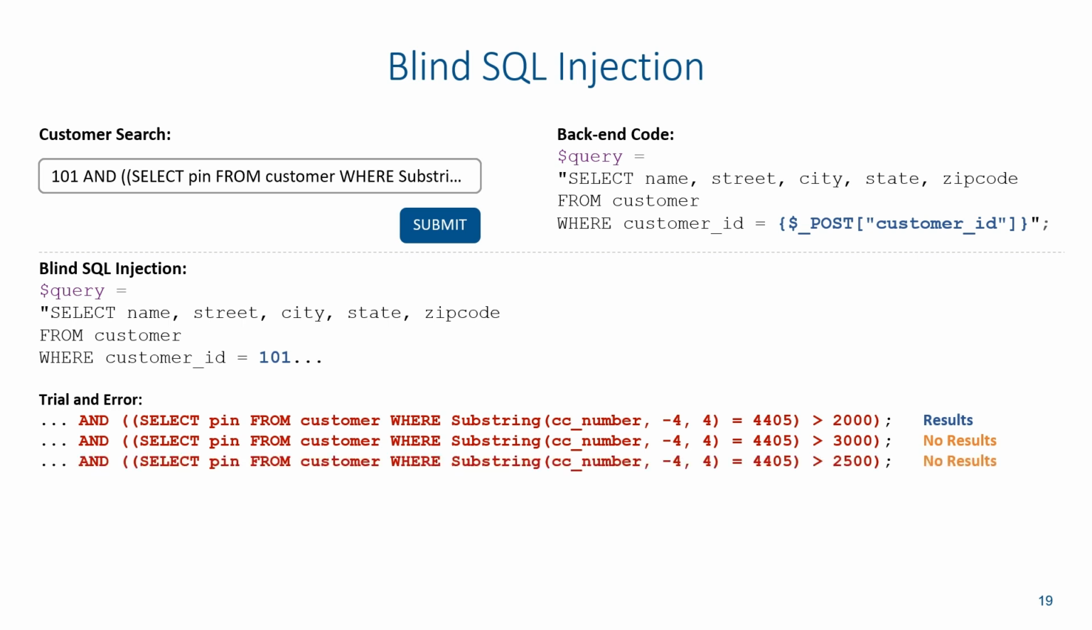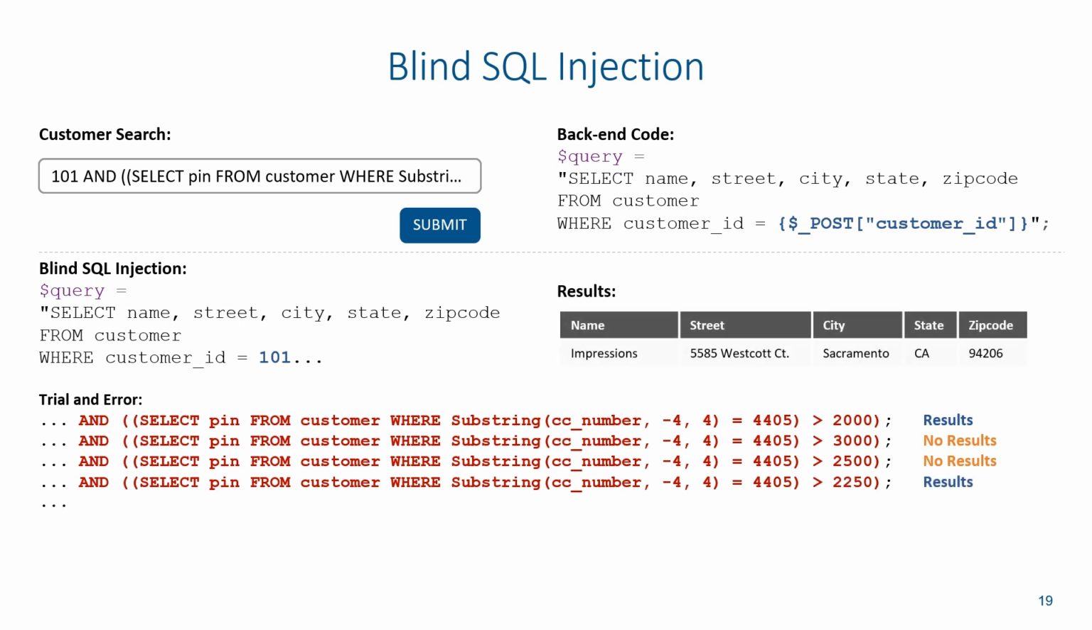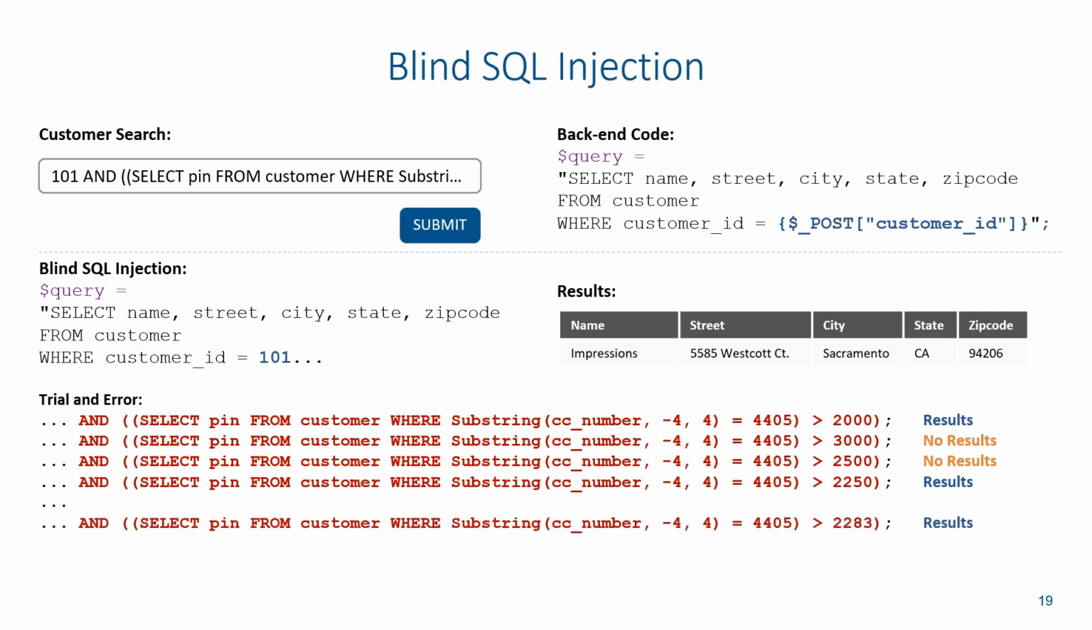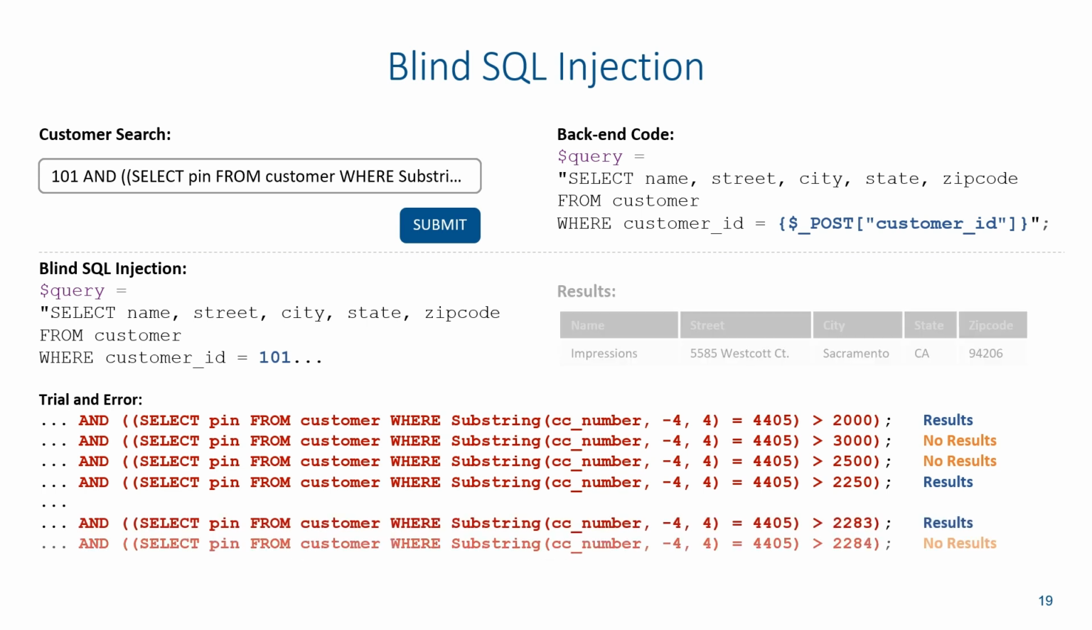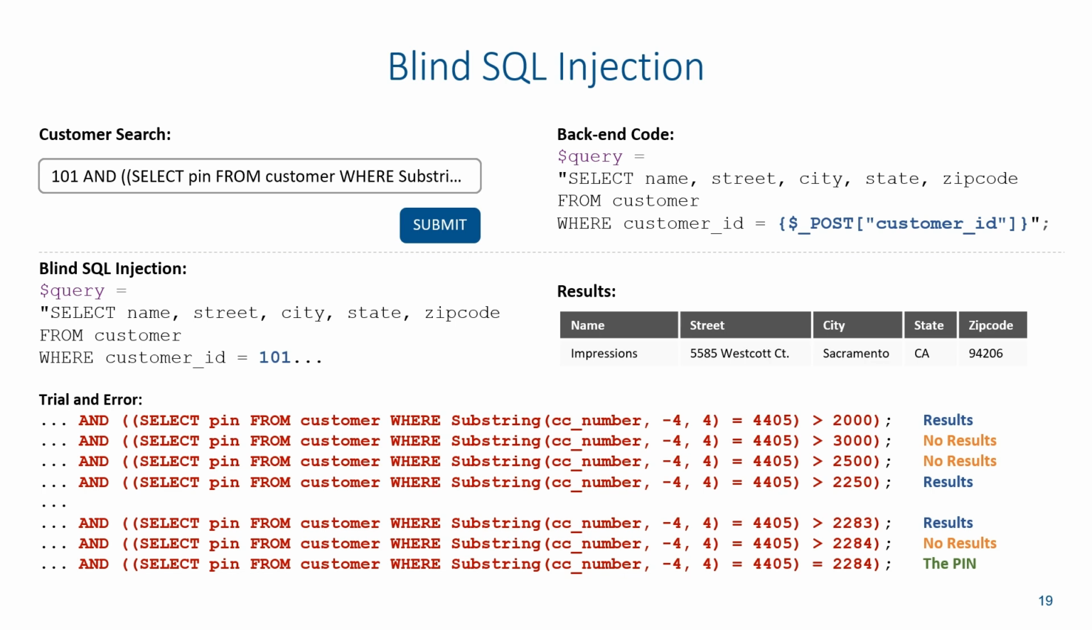If there's no results, I can keep trying this, like 2500. If there's no results, I know that the pin is less than 2500. Then I'll try 2250, and if there's results, I know it's greater. Eventually I keep running this until I know that the pin is actually 2284. Since there were results when the number was greater than 2283 and no results when the number was greater than 2284, I know that the pin is 2284.